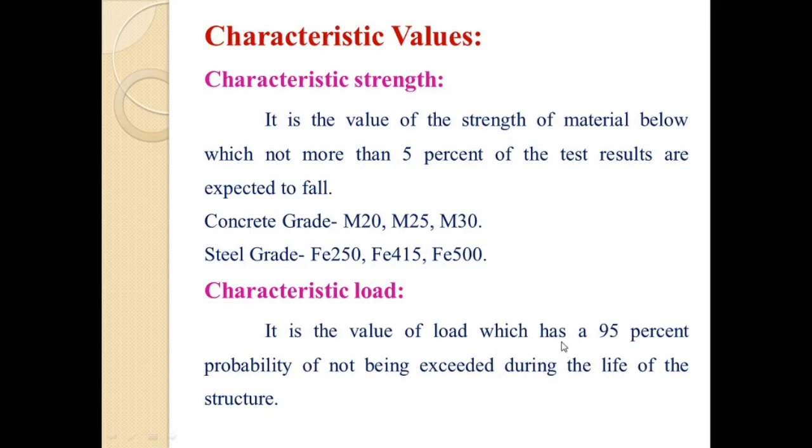So for the worst combination of the loads, the characteristic load we take is such that there is a 95% probability of it not being exceeded during the life of that structure. That is the characteristic load.